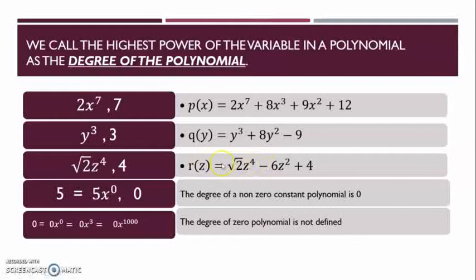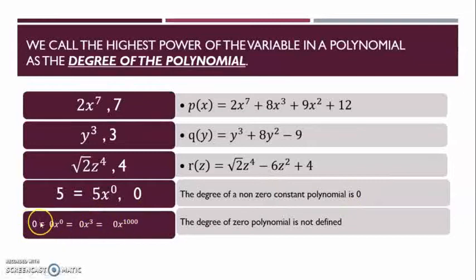In the third example, we have 3 terms and the highest power is in the first term. Here the highest power of the variable z is 4, z to the power 4. So this is a polynomial of degree 4. In the case of constant polynomials, the constant polynomial 5 can be written as 5x to the power 0. So here the power of the variable is 0. So the degree of a non-zero constant polynomial is 0.